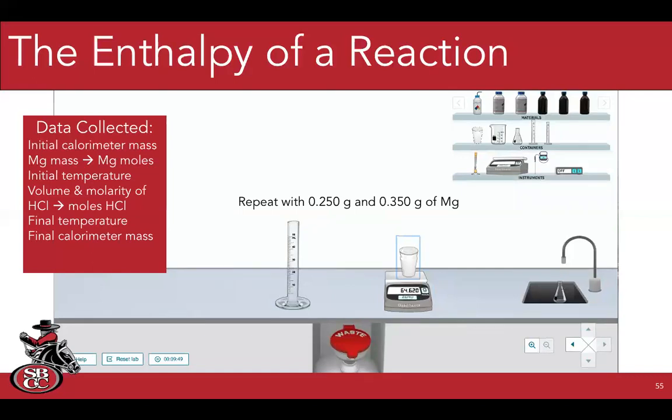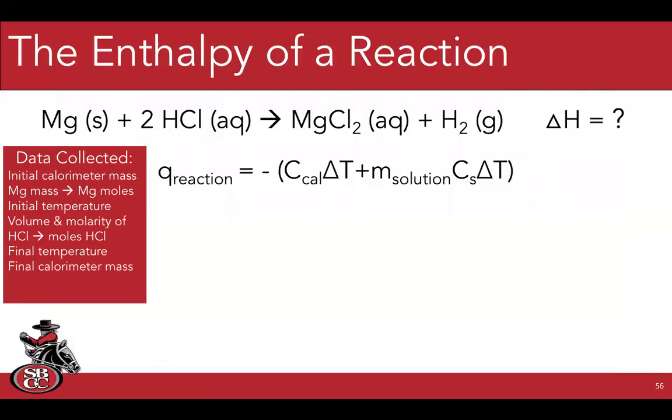So we're going to do this 3 times, and let me show you exactly what we're going to do with the data that I just collected here. And then once you're done, instead of 0.150 grams, you'll do 0.250 and 0.350 grams of magnesium respectively. So you'll do 3 runs of this experiment. So here's our data that we've collected and our reaction scheme. We're solving for our enthalpy.